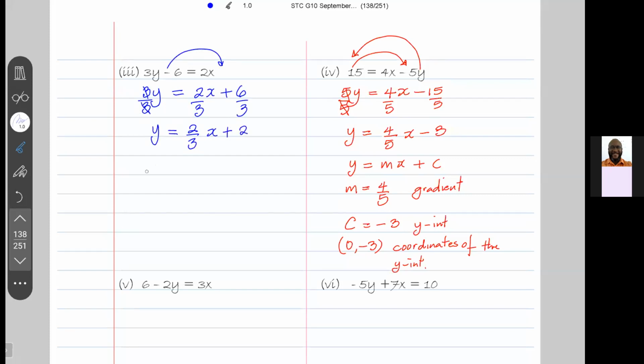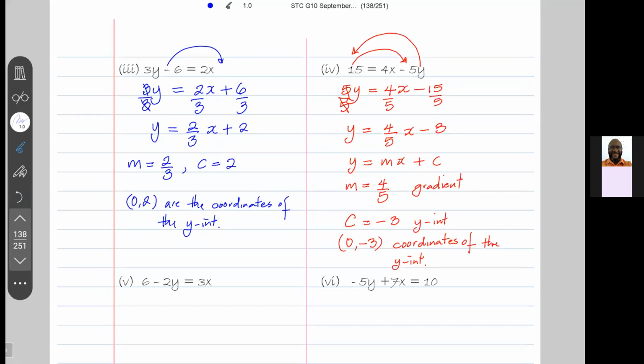So now m, the gradient, is the number in front of x, that's 2/3. c, the y-intercept, is the number by itself, which is 2. And (0, 2) are the coordinates of the y-intercept.